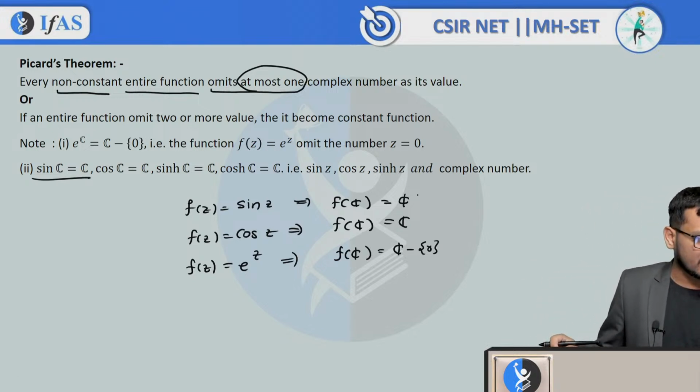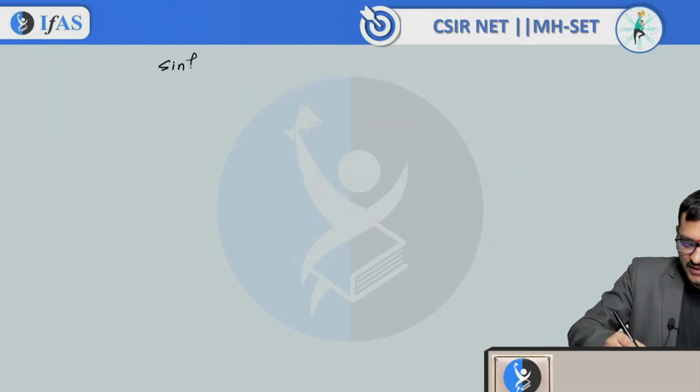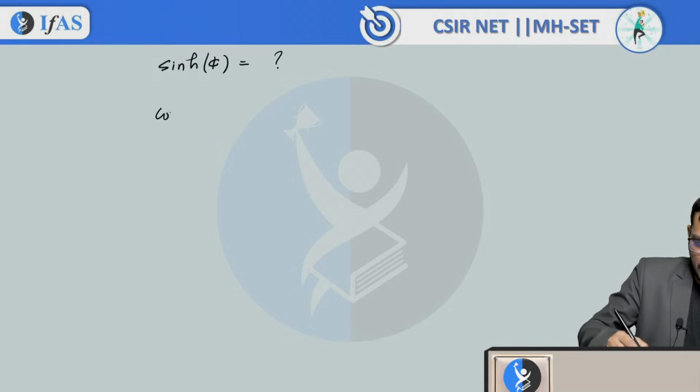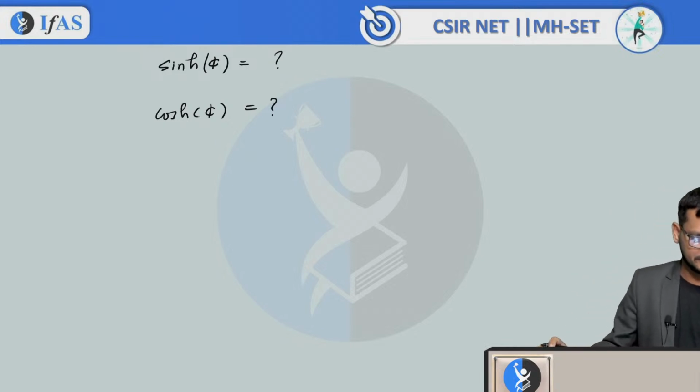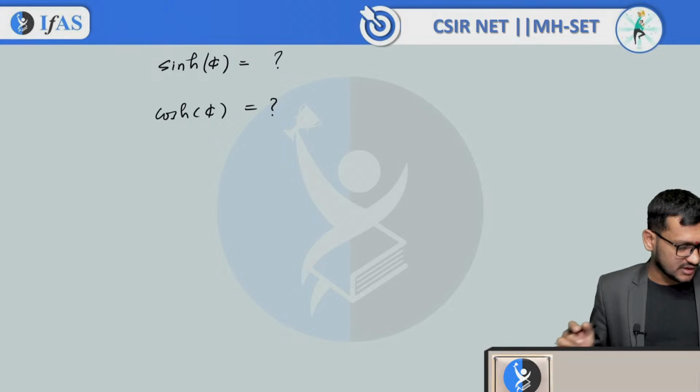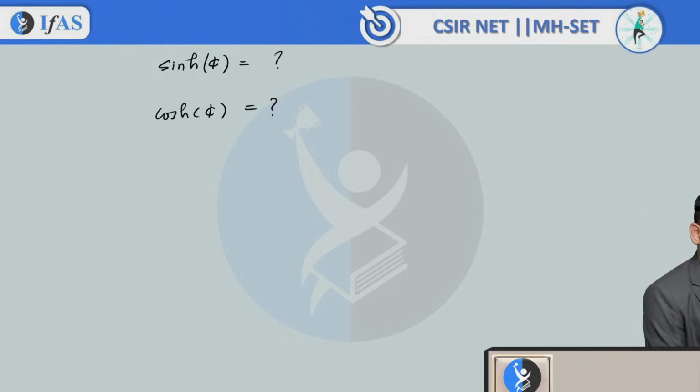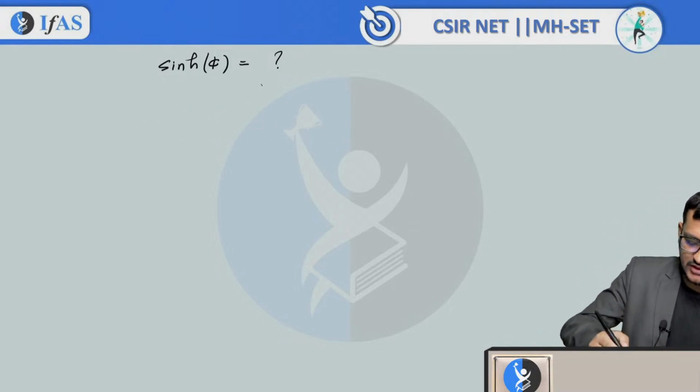Hopefully all of you understood. Similarly, if I talk about hyperbolic functions, what is the range of hyperbolic functions? Cos hyperbolic. Can anybody tell me the range of hyperbolic functions? What could be the range? Let me know in the comment section. C. Why C? Look at this. The range of the sine hyperbolic function is C.